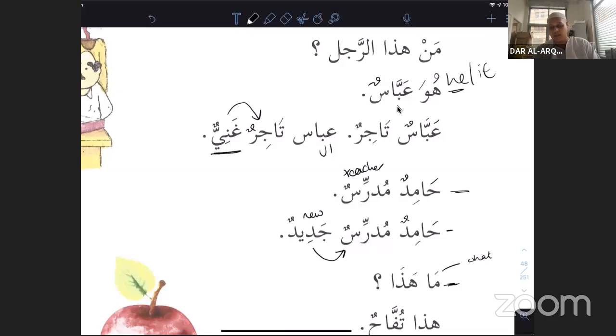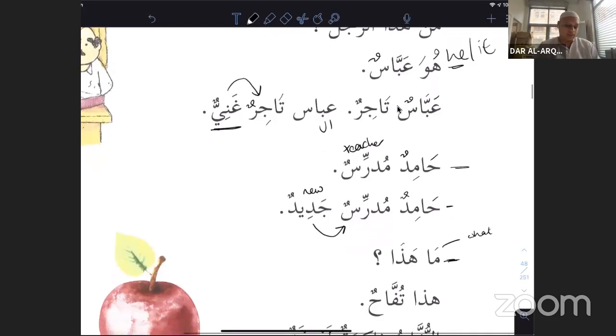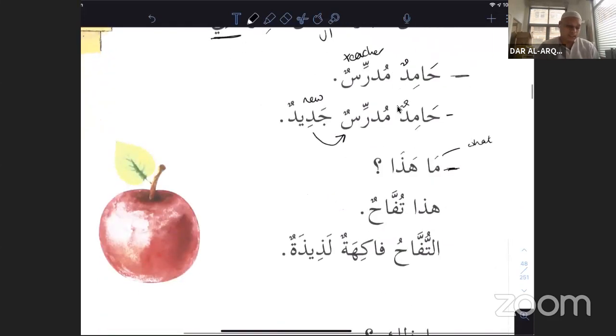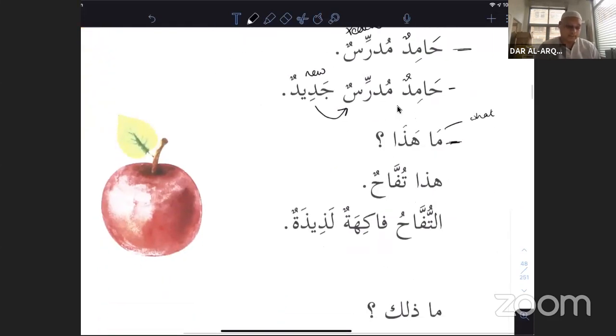Just type in the chat if you've understood it or not. If you haven't understood it, inshallah, like in the previous lessons, I'll wait at the end of the lesson and we can go through it again. Okay, so come back to our line, next line.